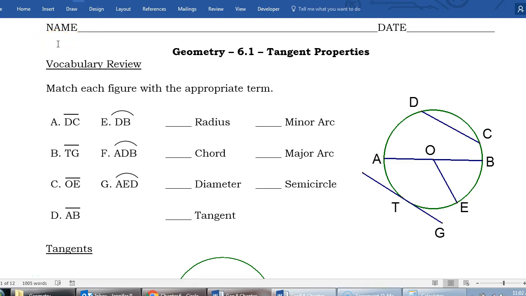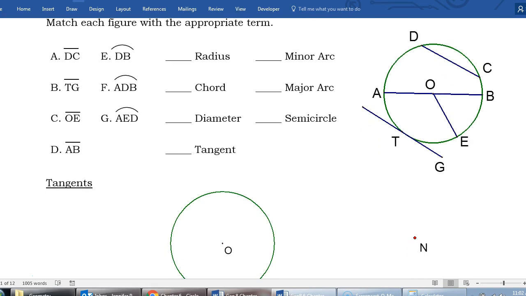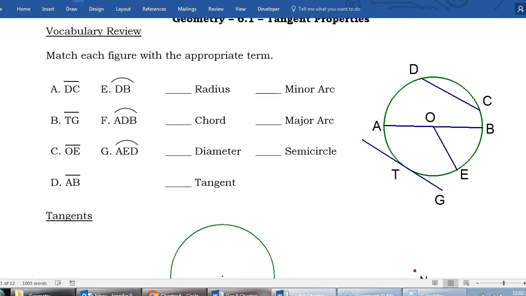This is Geometry Lesson 6.1, Tangent Properties. So let's start with reviewing some vocabulary words that we did back in chapters 1 and 2. I have A, B, C, D, E, F, G terms, and I want to match those to the pieces that I find on the circle.